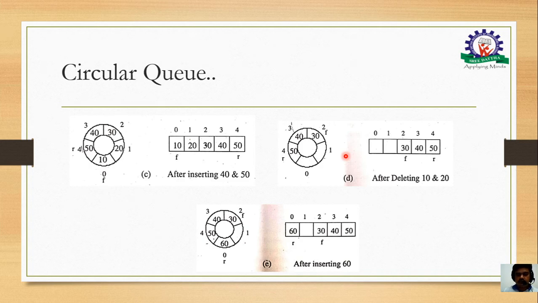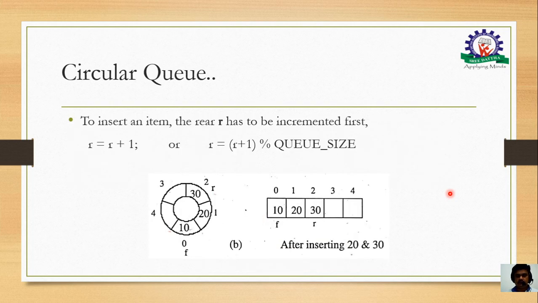Now try to insert an item 60. Since this is a circular queue, the front end and rear end are connected according to the definition. So if I want to insert 60, then I will go for r is equal to r plus 1. Let me take the first statement, that is r is equal to r plus 1.